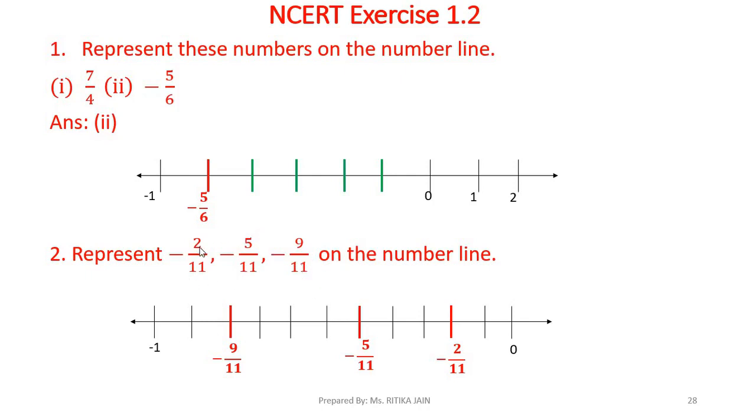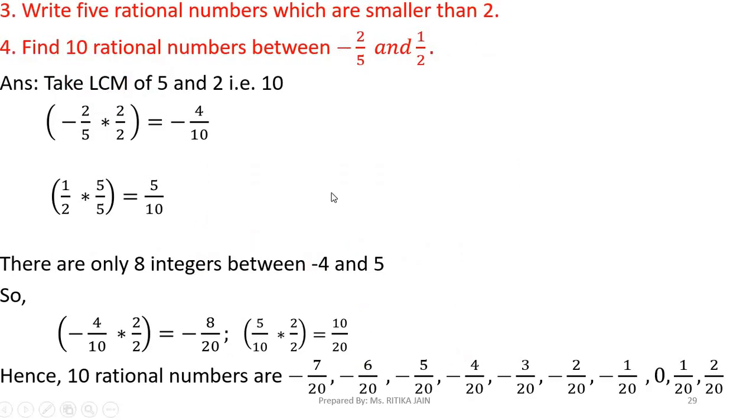Now it is easy to represent the numbers. Look at the first number. The numerator is 2, meaning the second line from 0. Here, the fifth line from 0. The ninth line from 0. Clear? Like this, we will represent all the rational numbers on a single number line. Now, third question: write 5 rational numbers which are smaller than 2. I have discussed this question already in my last video. Please take the reference of that video.